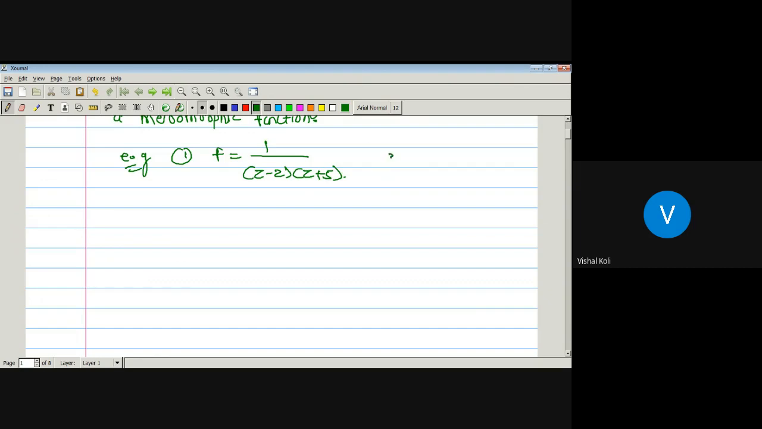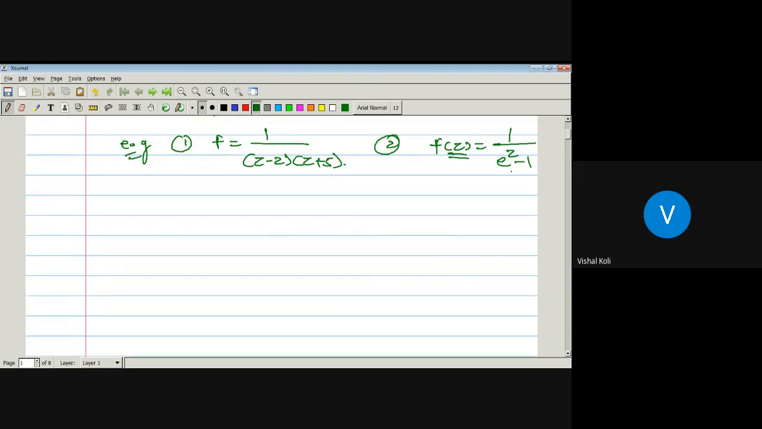Second one, suppose f of z is 1 upon e to the power z minus 1. Again here z equal to 0 is a simple pole of this function. Okay, so in this way we can check.